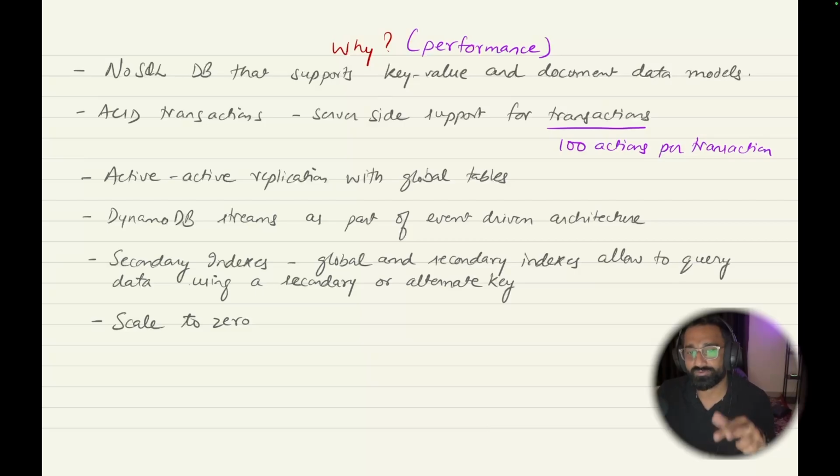Here you have two types of indexes. One is global secondary index, the other is local secondary indexes. And for usage, if you're not using it, you can scale it to 0, because you're paying per use. So if there is no usage, you won't need it. And if you're using it, you can scale it as high as you want.